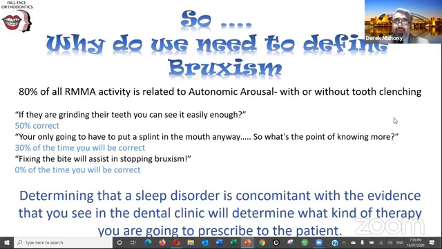So I definitely agree with the last statement. Determining that a sleep disorder is concomitant with the evidence that you see in the dental clinic will determine what kind of therapy you're going to use, and that's what we're all about in this lecture. Do the preclinical evaluation, your Epworth scales, et cetera. Talk to the patient about why it could be A, B, or C and how you need a sleep study to confirm that. Then from the sleep study, from what you see in the mouth and from your history, prescribe the right appliance. Now, here's a sleep study.